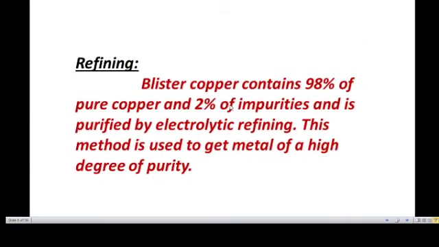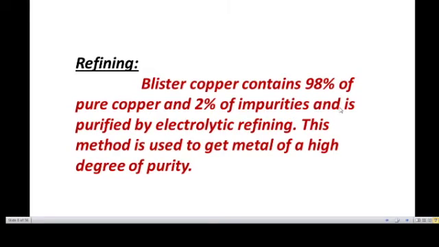Next, the refining method. Two methods are involved: Bessemerization, which is also a heating method, and then the important method, refining. At the end of the smelting process, we get copper. This is called blister copper. This blister copper contains 98% pure copper and 2% impurities. What is blister copper? The mixture of 98% pure copper and 2% impurities.